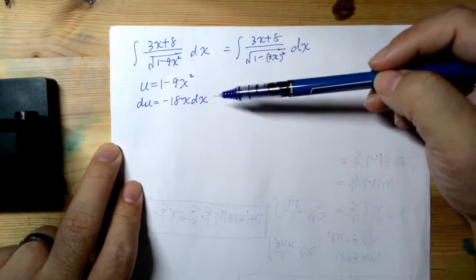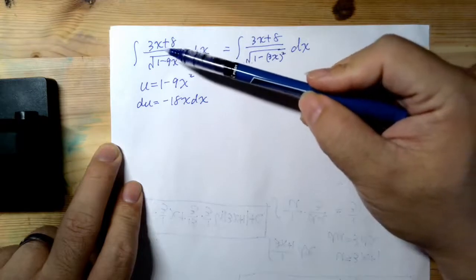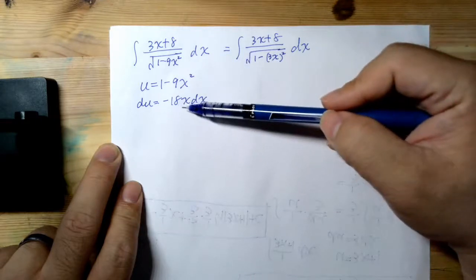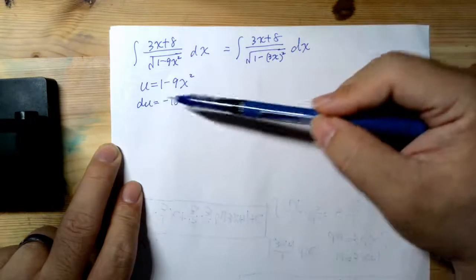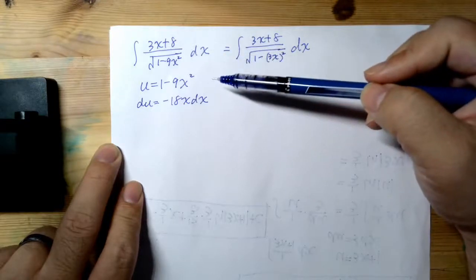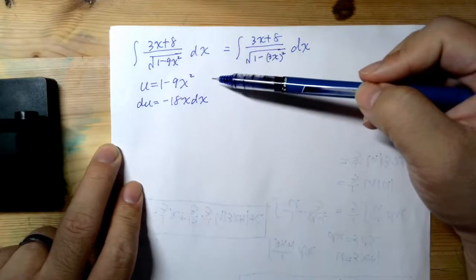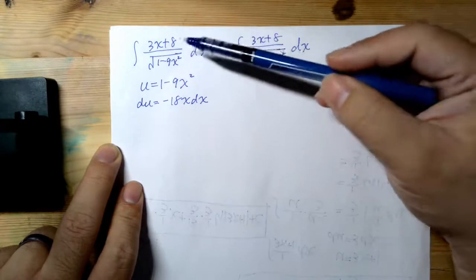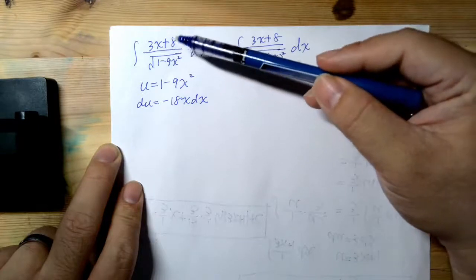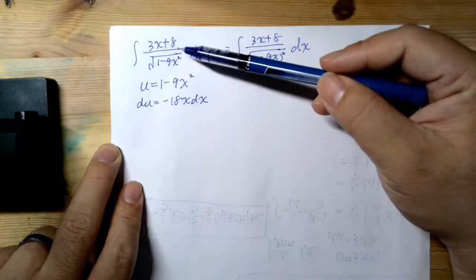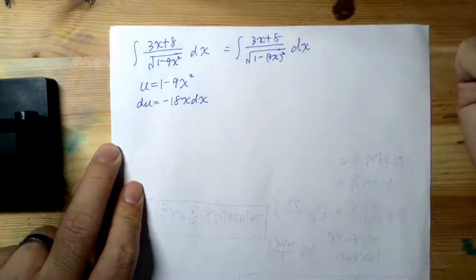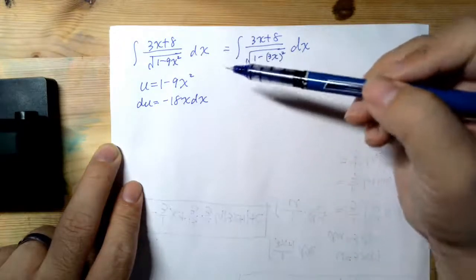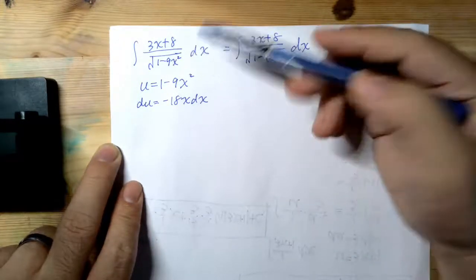And it is also okay to make a u substitution with this 3x and then dx, because we have negative 18x dx equals du, so we can rescale it into 3x dx. That's fine. But the troublemaker is we have an 8, which is a constant, and we don't know how to make the u substitution to handle this 8. This is really the key to solve the problem. So how do we handle this 8?